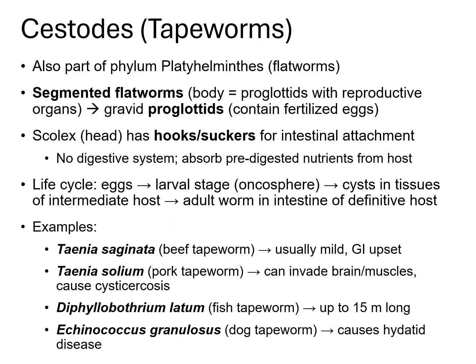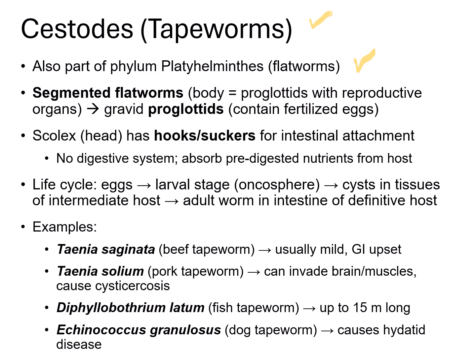Our third and final type are cestodes, also known as tapeworms. These are also part of the phylum Platyhelminthes. So cestodes are segmented flatworms, and their bodies are made up of rectangular shaped pieces or segments called proglottids. These contain their reproductive organs, and a gravid proglottid is the posterior most segment of a tapeworm or cestode that's filled with fertilized eggs. These are then released into the host feces in order to continue the parasite's life cycle.